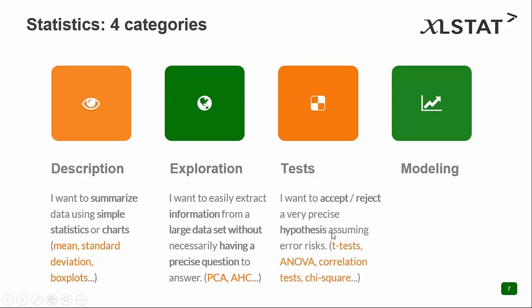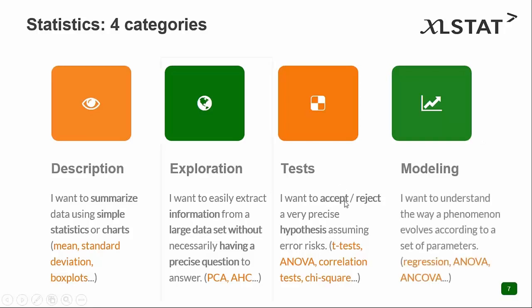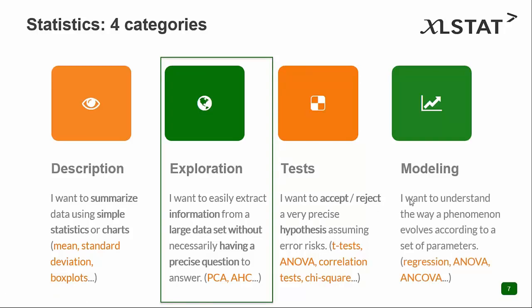In the upcoming webinar, we'll be able to use techniques that help accept or reject very precise hypotheses, assuming error risks. So statistical tests help answer questions whose answers are yes or no. So with exploration, we don't have a very precise question, whereas in statistical testing, we have precise questions whose answers are yes or no. In statistical modeling, we have an integration of all of these methods.